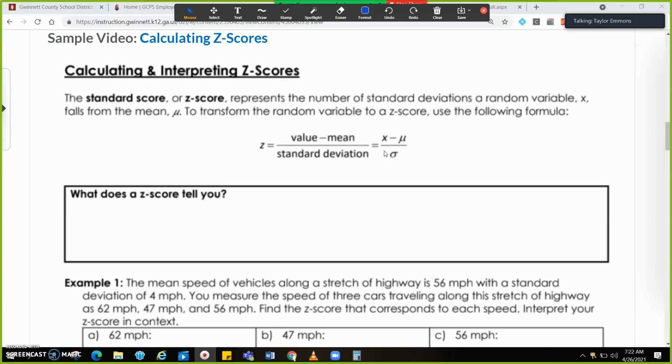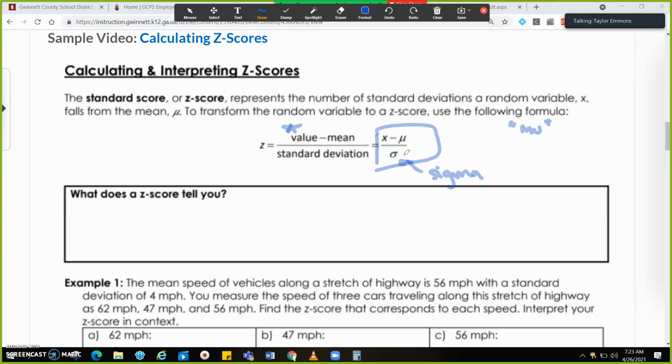A z-score represents the number of standard deviations a random variable falls from the mean. To transform a random variable to a z-score, you're going to use the following: we're going to take our value minus our mean divided by the standard deviation. Now, you're normally not going to see it written like this. You'll see it more written like this: x minus mu divided by sigma. And those are Greek letters, so you probably want to know those.